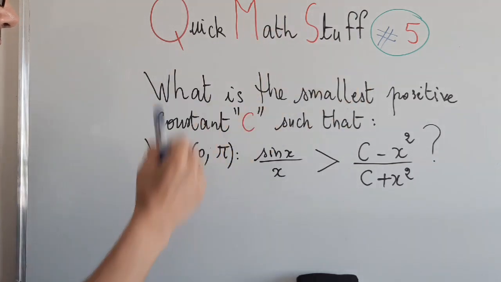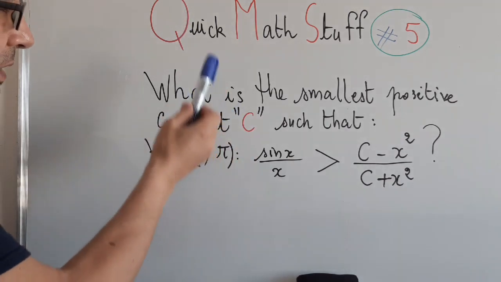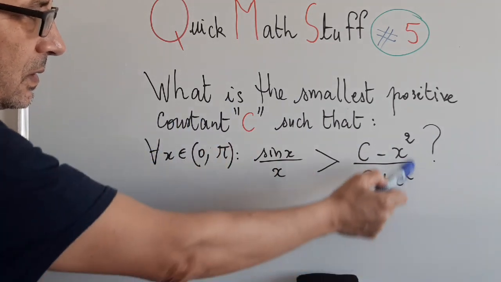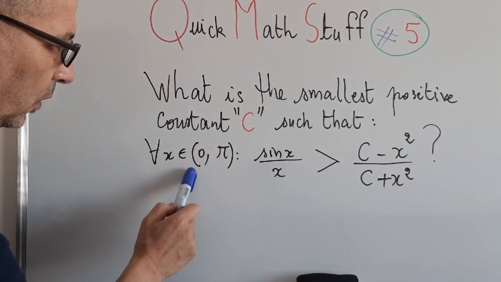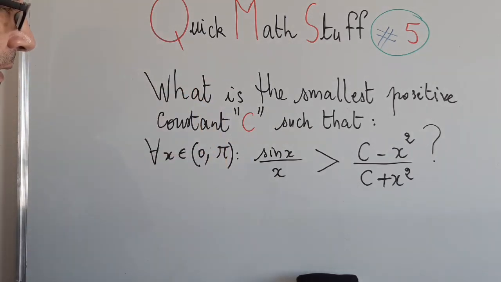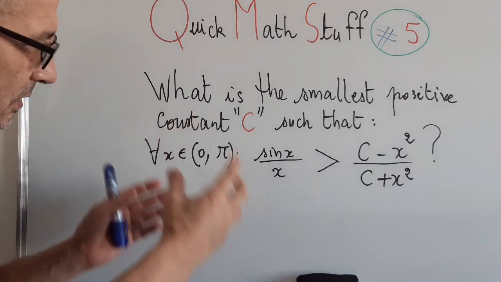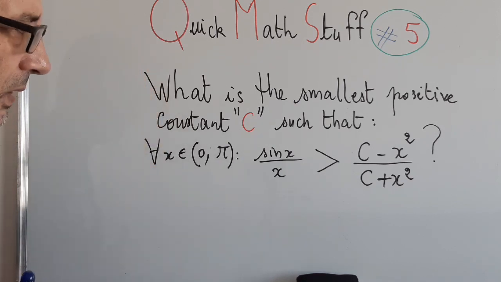In this fifth episode, we will describe an elementary method to find an optimal constant C such that this inequality is verified for all x on the open interval (0, pi). So please take a few moments and try to solve this relevant inequality.